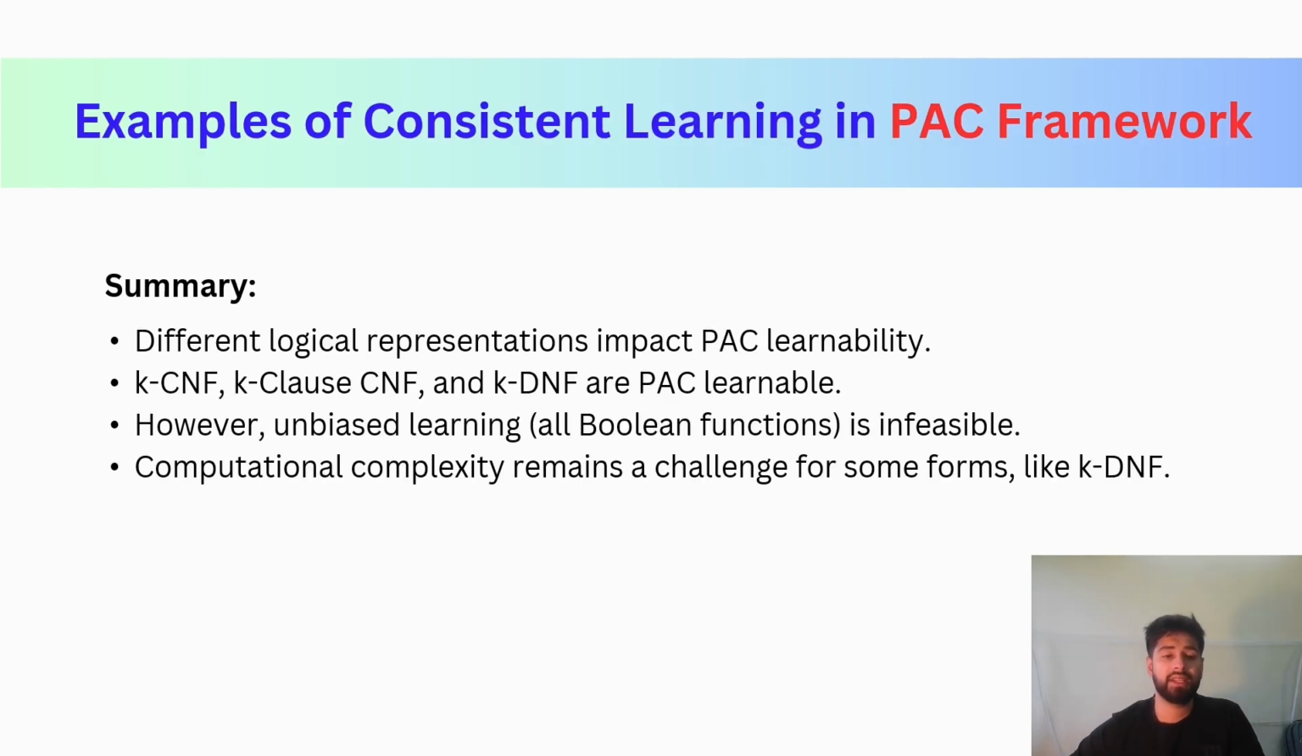If we summarize, then KCNF, K-class CNF, and KDNF are PAC learnable, meaning they require a polynomial number of samples. However, biased learning, that is all Boolean functions, is not PAC learnable due to its exponential complexity. Some representations like KDNF face computational challenges, even if they are theoretically learnable. This demonstrates that sample complexity and computational complexity, both of them, must be considered while designing learning algorithms.